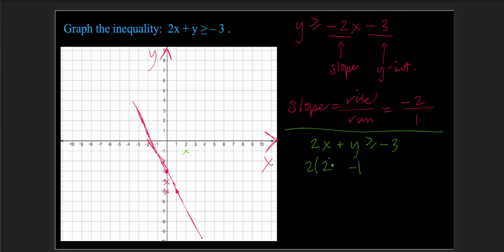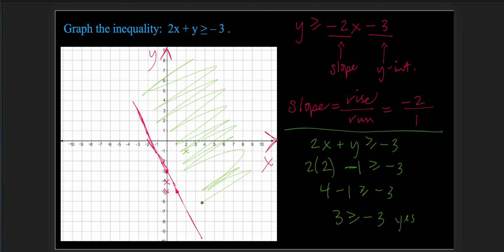So it's 2 times 2 minus 1 is greater than or equal to -3. So that'll be 4 minus 1, which is 3. So what I'm asking myself is, is 3 greater than or equal to -3? And the answer is yes. So I know to shade on that side. So all the solutions for that inequality are in that whole region, forever this way, all the way up to that line and on that line.